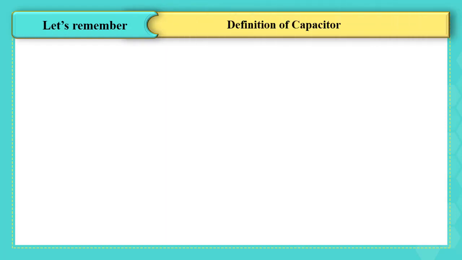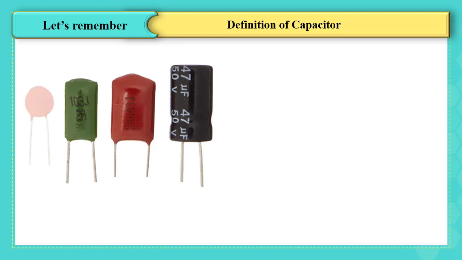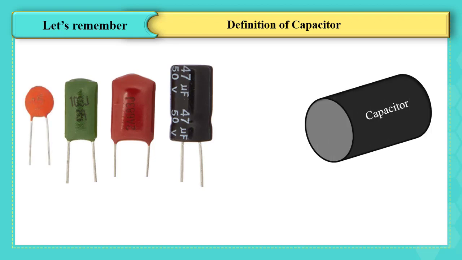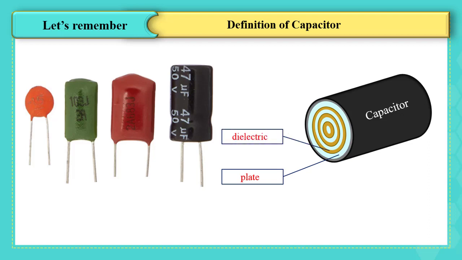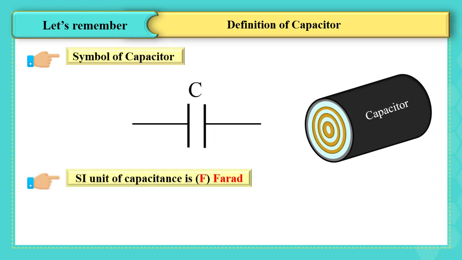First, let's remember some of the concepts from the previous year. Definition of a capacitor. Capacitors are electric elements formed of two parallel conducting plates separated by an insulator or dielectric substance and used to store electric energy. The symbol of the capacitor is shown in the figure, and the unit of the capacitance in SI is farad.